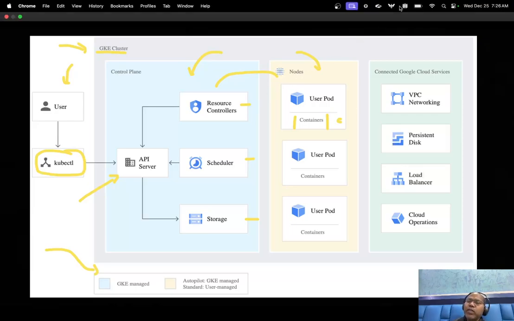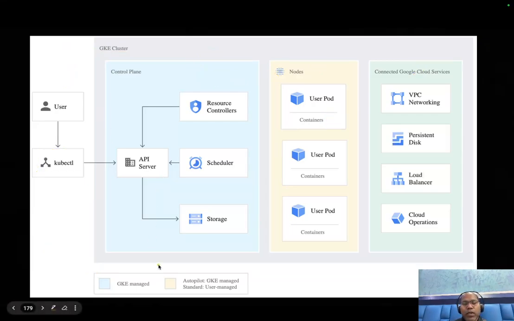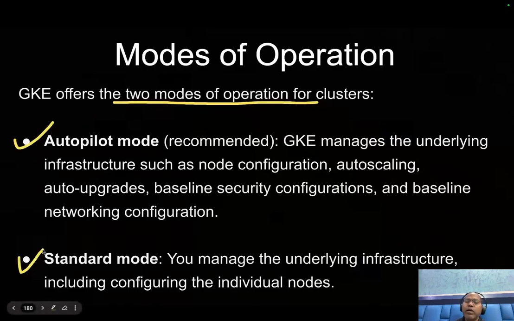Okay, whatever the networking behind the concept, everything is taken care of by the Google Kubernetes Engine. And notice the Google Kubernetes Engine provides these services in two forms, or you can say modes of operation. So there are two modes of operation for the GKE cluster: one is the Autopilot mode and another is the Standard mode.